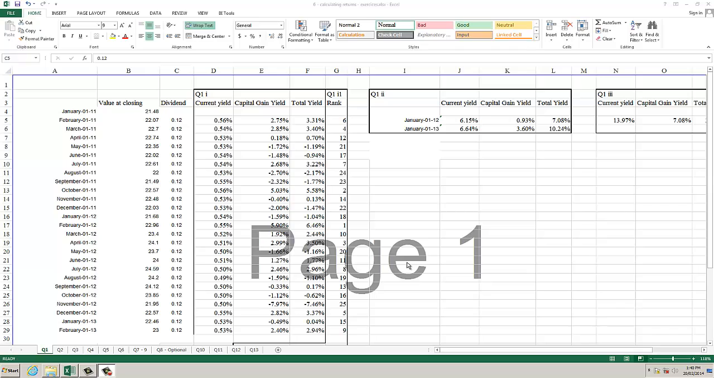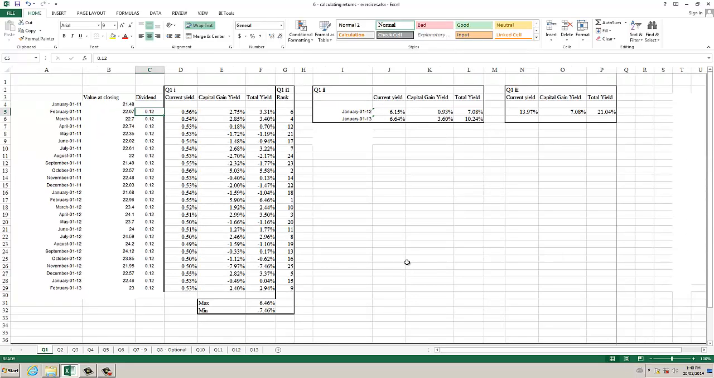In question 1, what we're asking you to do is actually calculate the return on investment, the current yield, and the capital gain yield for each period. Let's bring this back to a normal view. So in question 1, what we're asking you to do is calculate the current yield and the capital gain yield in order to total them up and see what the total yield is.